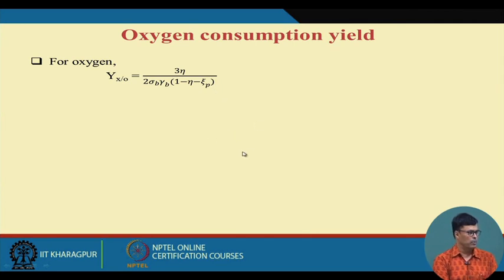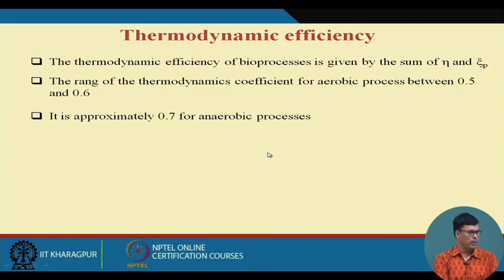So, this equation we can use to directly calculate how much cell mass is produced per gram of oxygen consumed. Now, I was talking about the thermodynamic coefficient of the bioprocess, given by eta and epsilon. The range of the thermodynamic coefficient for the aerobic fermentation process is 0.5 to 0.6, and approximately 0.7 in the case of anaerobic. You have to remember this when you want to find out the stoichiometry of the biological process. Suppose you do not have the information of eta; I can give a little bit of an example.